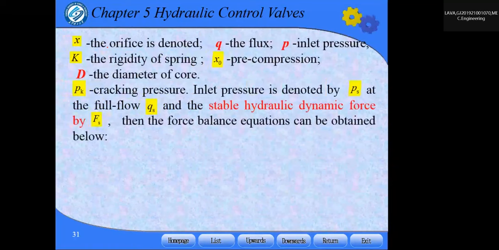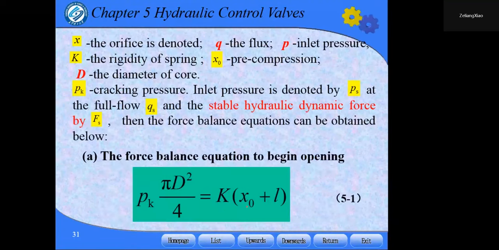We can go to the parameters. X is the orifice. Q is the flow. We can see the formula like this. X is the orifice, Q is the flow, P is the inlet pressure.